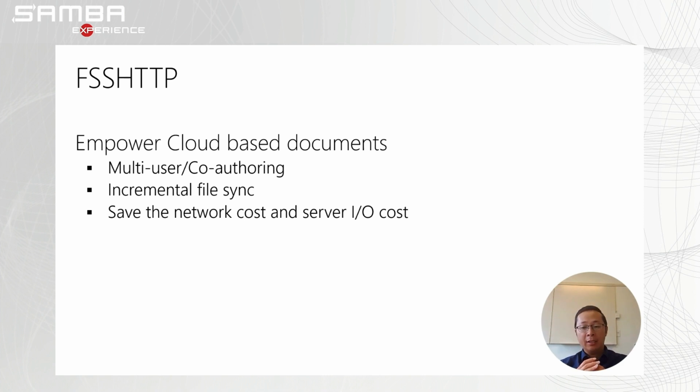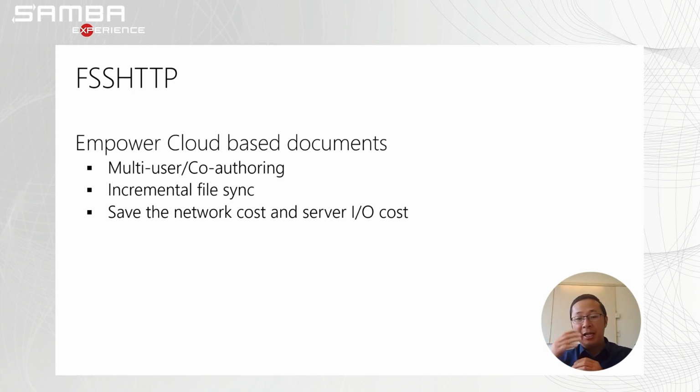But today with the Office Online solution, we put this file on the cloud storage. Everyone has access, and everyone who needs to contribute to this document can edit his part in the same document at the same time. That is the multi-user co-authoring feature, which everyone loves. So that is what FSSHTTP can help us with.